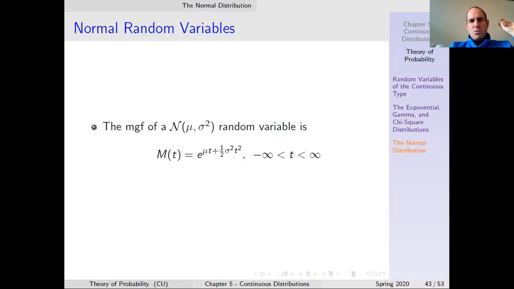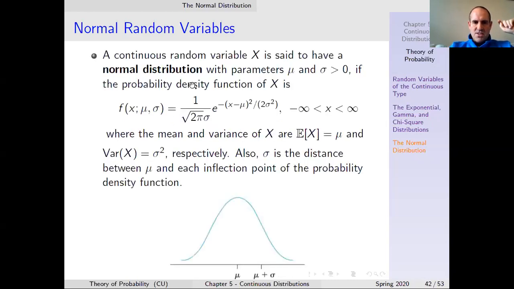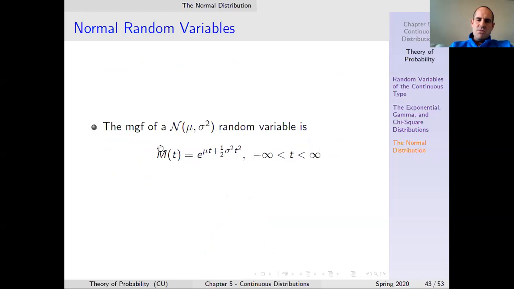And if you go through the rigmarole of trying to find the moment generating function, you would multiply this density by e to the tx. You would combine things under the same exponent. You would integrate from negative infinity to infinity. And lo and behold, eventually you shift things around and you end up with this as the moment generating function.